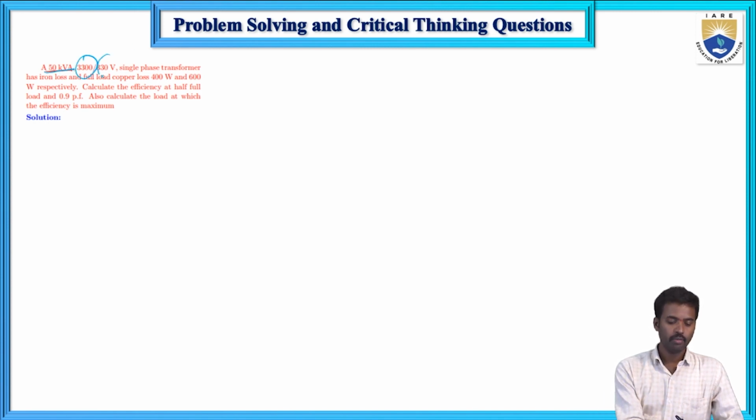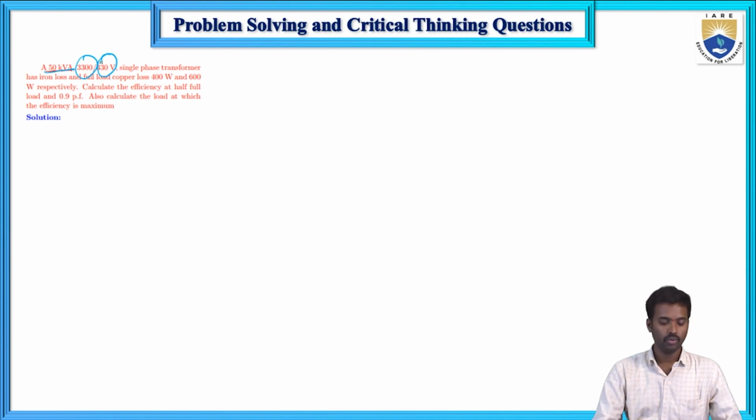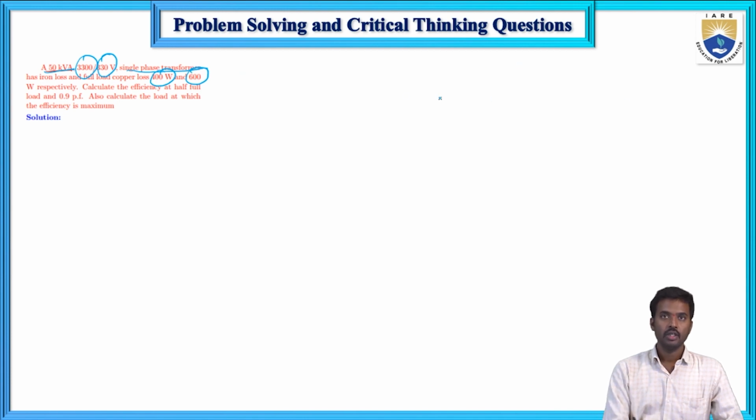A 3300 divided by 330 volts single phase transformer has iron losses and copper losses. These are the iron losses and these are the copper losses respectively. Calculate the efficiency at half load and 0.9 power factor, and also calculate the load at which efficiency is maximum.